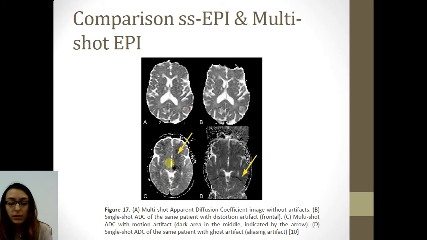For example, C is also multi-shot EPI, and here you can see some darker regions, and these darker regions are due to the motion artifacts. So navigator echoes are sometimes not adequate enough to correct for the motion. Also in single shot EPI you can see some ghost artifacts like this. So both of them have their own advantages and disadvantages.